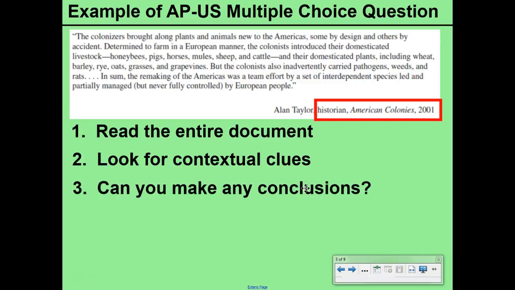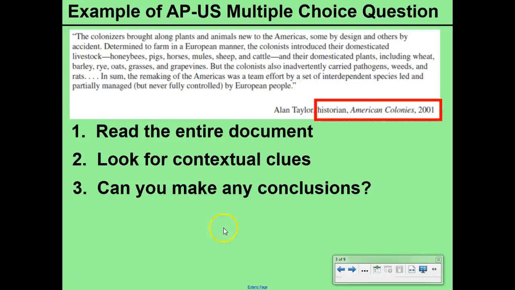And then you want to see if you can make any conclusions. So, what is this document about? I'm sure many of you have figured it out already. This is really about the Columbian Exchange. The colonizers bringing plants and animals that are new to the Americas, some designed, some by accident. They wanted to farm in a European manner, so they're bringing livestock, they're bringing plants. They're also inadvertently carrying pathogens, weeds and rats, remember disease pathogens, making the Americas different because they brought all these things over, but they were never fully controlled.